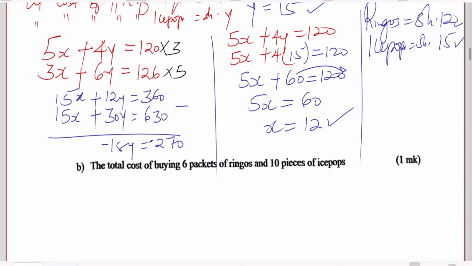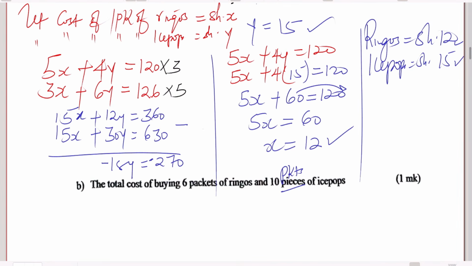The total cost of buying 6 packets of Ringos and 10 pieces of ice pops is supposed to be packets. Sorry for this typing error. It's supposed to be the total cost of buying 6 packets of Ringos and 10 packets of ice pops. So since we have the cost of one packet of Ringos to be 12, so 6 packets of Ringos will be 6 times 12.